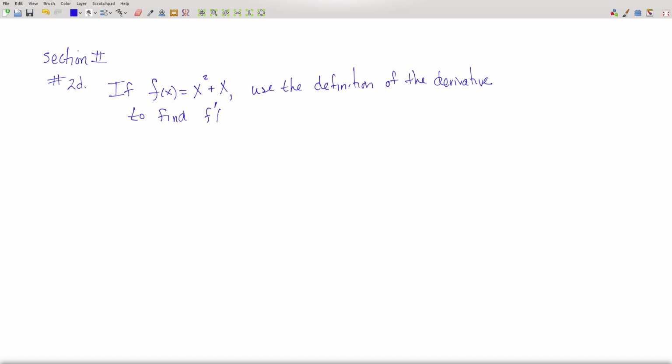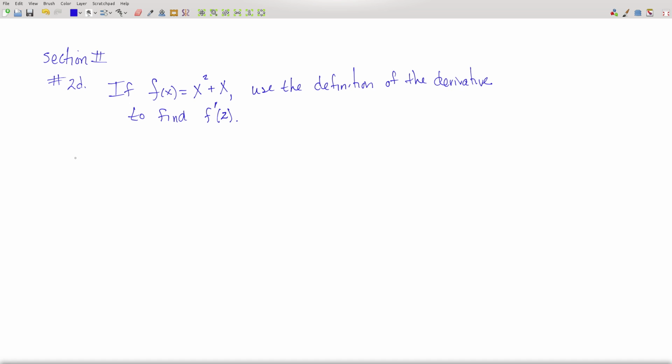In this video, we're looking at Exam 1, Section 2, number 2D. And number 2D says, if f of x equals x squared plus x, use the definition of the derivative to find the derivative of f evaluated at 2.